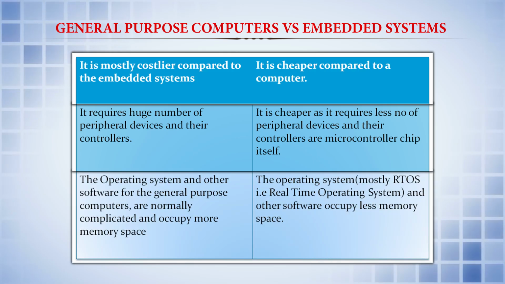In general purpose computers, the operating system and other software are normally complicated and occupy more memory space. But in the case of embedded systems, the RTOS, that is real time operating systems in many cases, and other software occupy very little space.